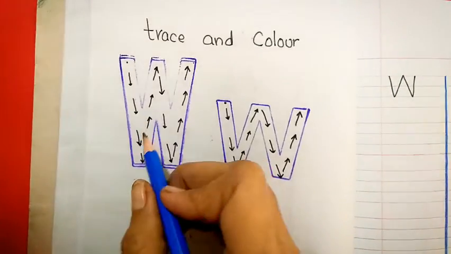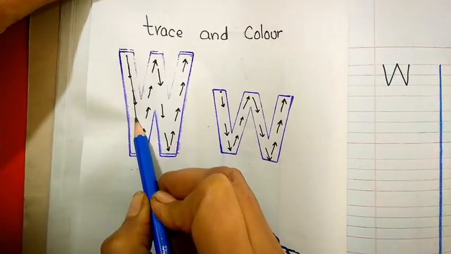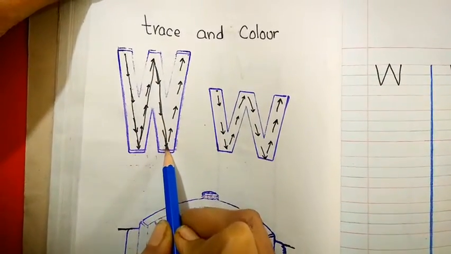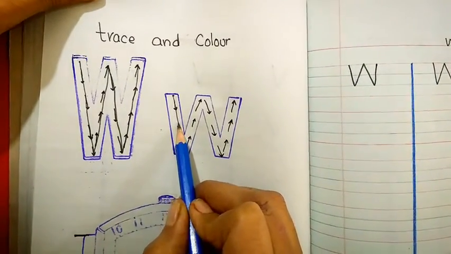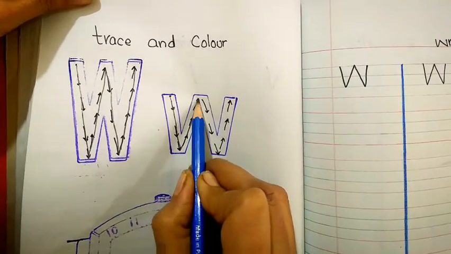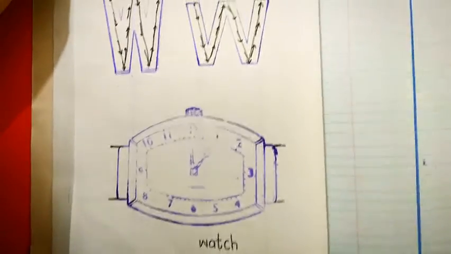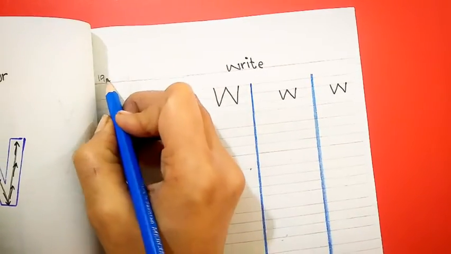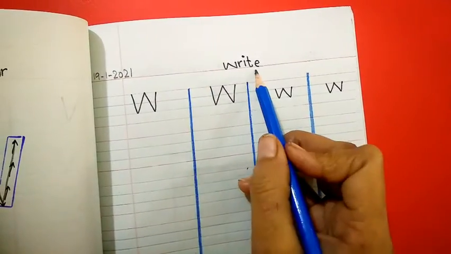Now, hold the pencil and trace with me. It's letter W. Good. Sound is wa. Wa watch. Color the watch. Write down the date first. It's 19 of January 2021. Right.